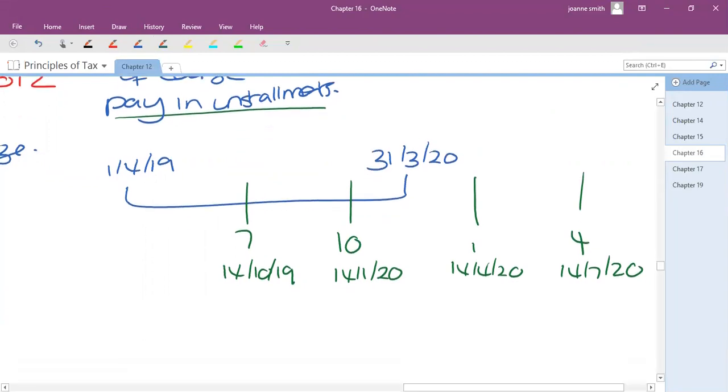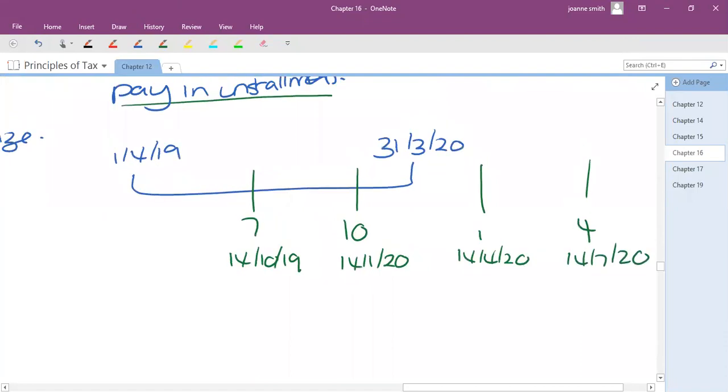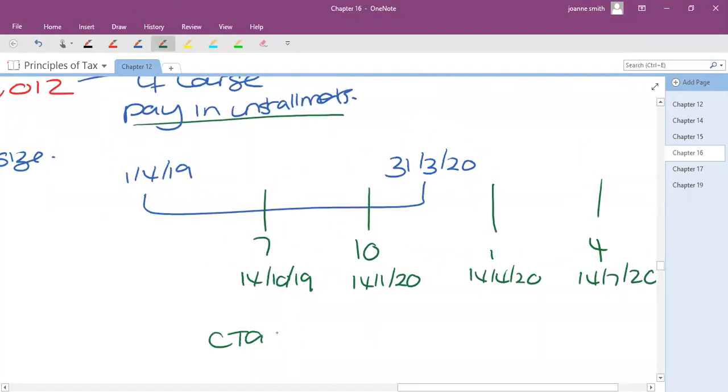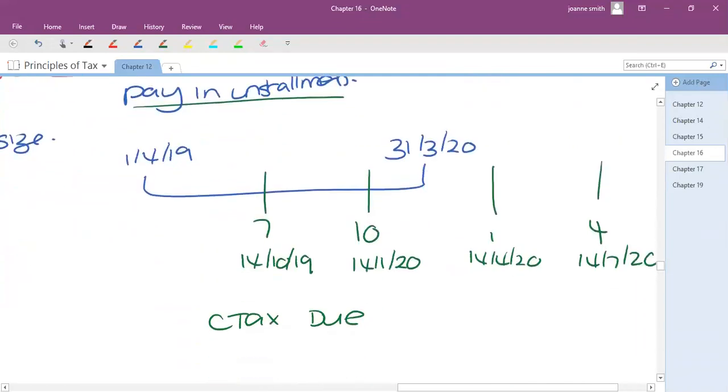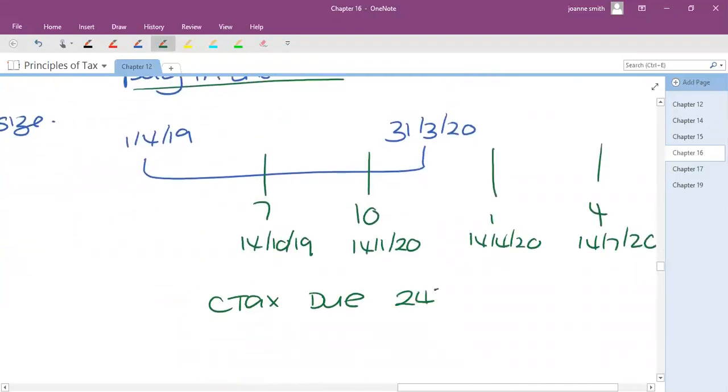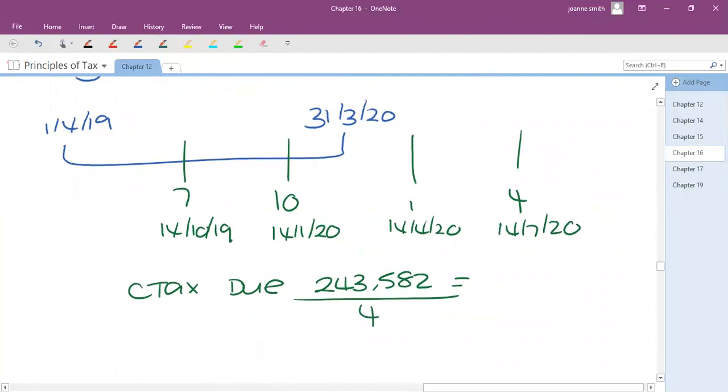Now, if they pay instalments, what they would do is they would take the liability, so corporation tax due, we've got up here is 243,582. And we would divide that by 4. And that gives us 60,895, 896, depending on how you round it. So that's how much they pay in each of these quarters.